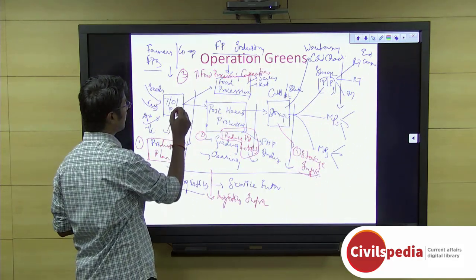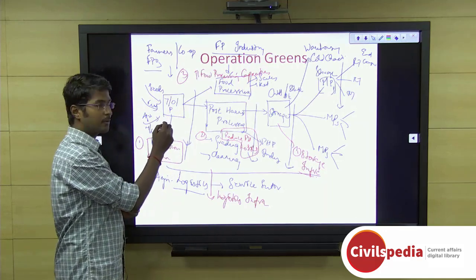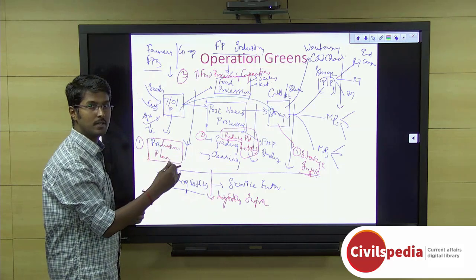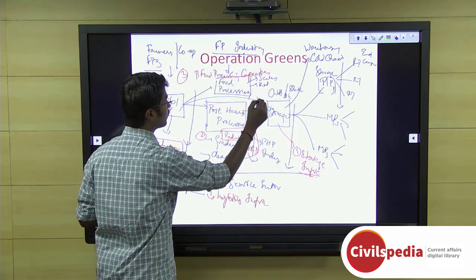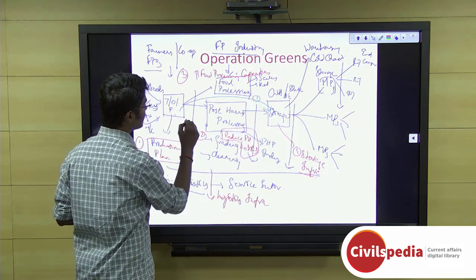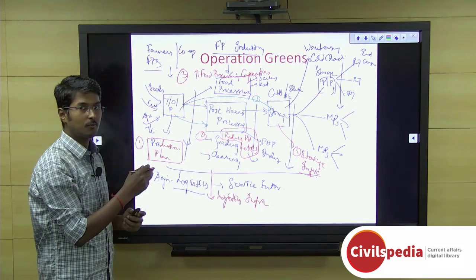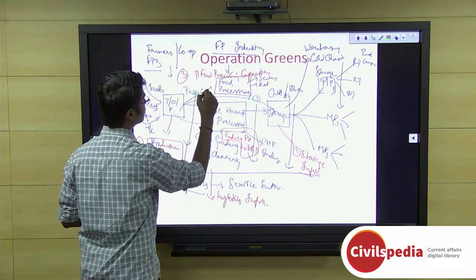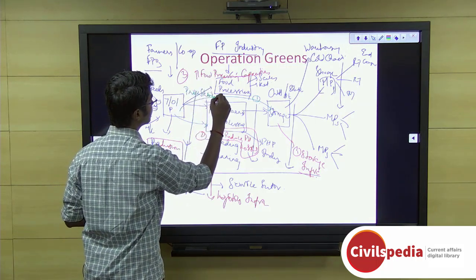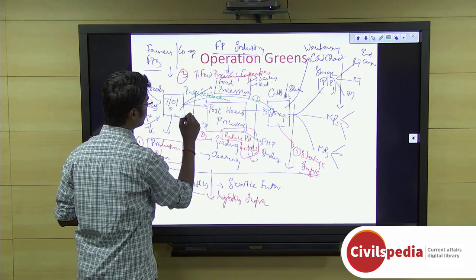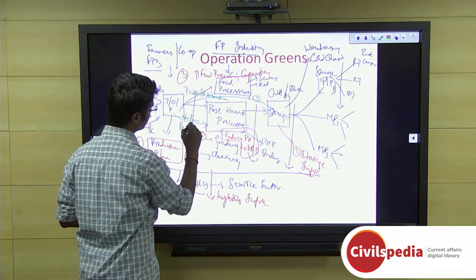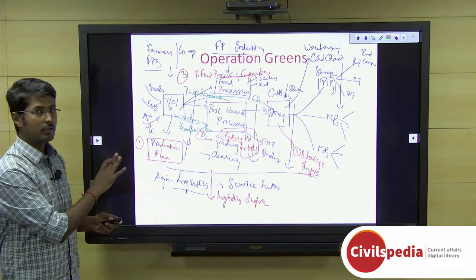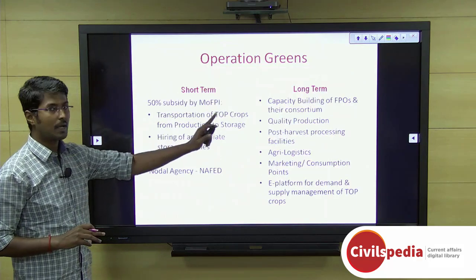Short-term, whatever crops have been produced have to be sent to storage places, immediate storage places for immediate consumption. This is one thing. And the second thing is for the post-harvest processing. So here, price stabilization and value realization for the farmer is required. So this is all about this particular Operation Green, short term and long term.